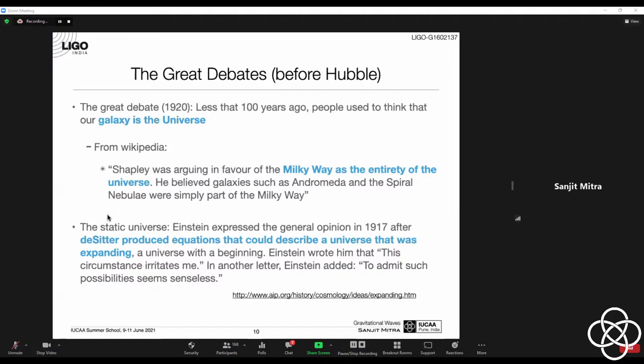Einstein himself was refusing to believe that the universe could be expanding. So all kinds of these things are there. And this is why, when gravitational wave astronomy started, people were so excited, because there was a hope that many such new paradigm shifts will happen in our understanding of astronomy.